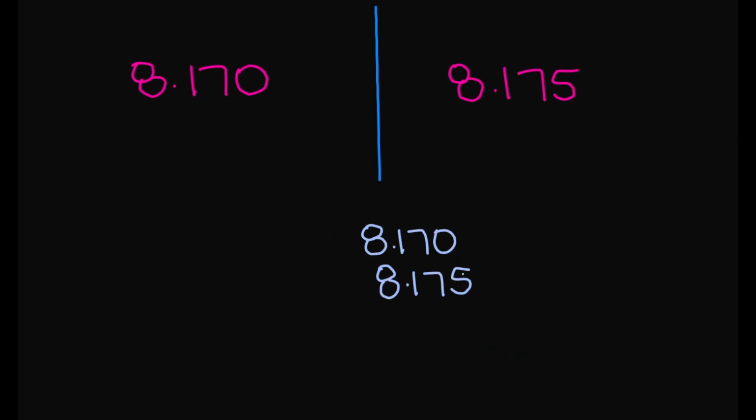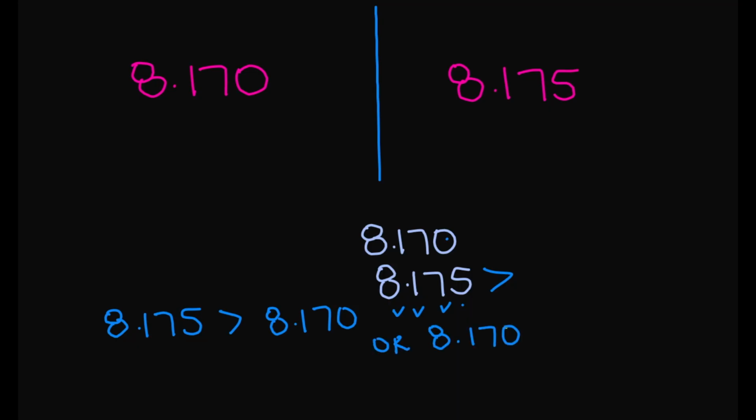Let's look at this example here, 8.170 and 8.175. Notice that your 8's are the same, that's good. Then we have our 1's, our 7's, and then we have 0 here and 5 here. So my 8.175 is greater than 8.170. So if you were to write this out, it will look like this. 8.175 is greater than 8.170. Or you may write it as 8.170 is less than 8.175.